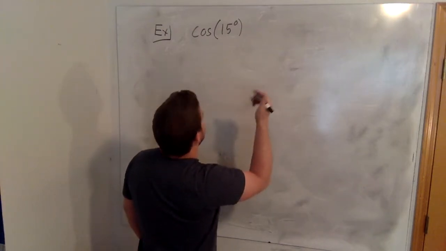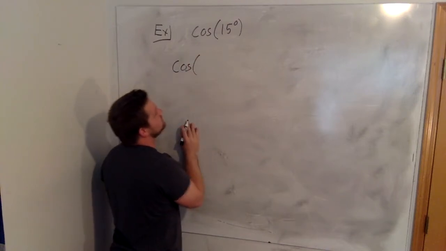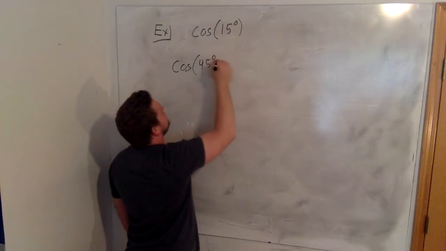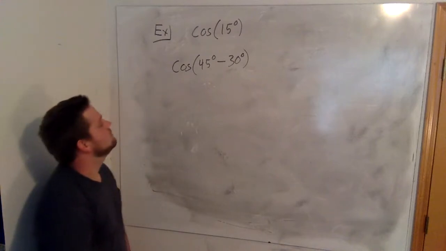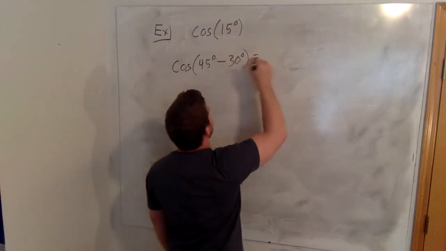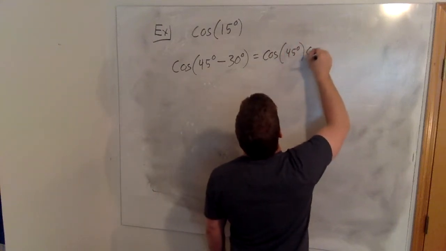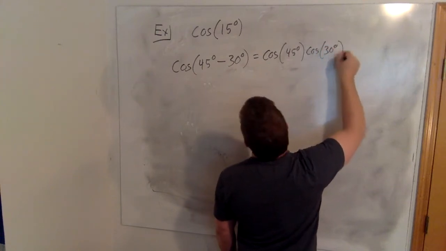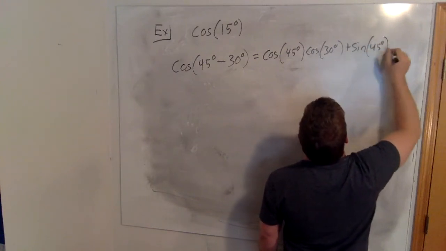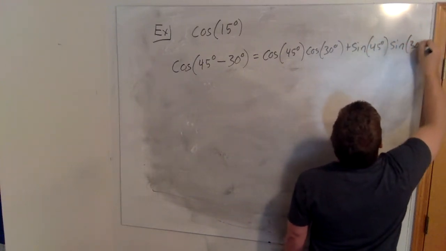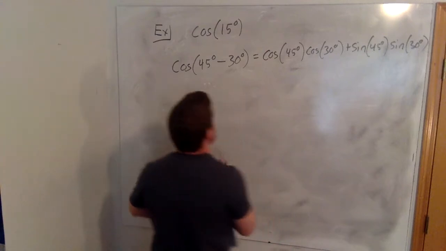Okay, let's first maybe try to use the subtraction formula for cosine. So I think we could do, this is the same thing as 45 degrees minus 30 degrees. So this will be the same thing as the cosine of 45 times the cosine of 30 plus the sine of 45 and the sine of 30. So using the subtraction formula for cosine, let's see what we get.